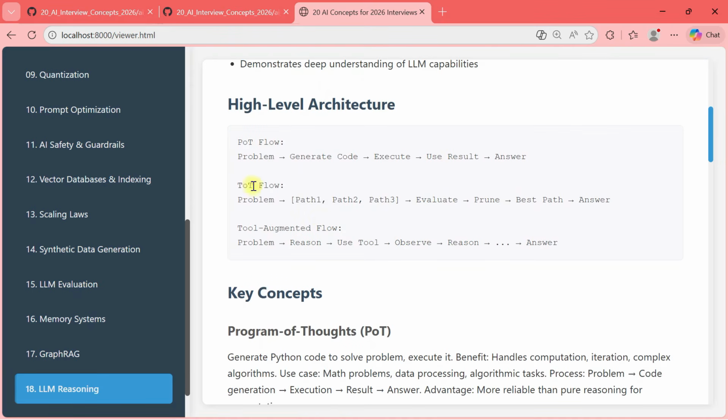Remember this. Tree of thought means to solve your problem, the LLM will generate multiple trees and multiple paths. So path 1 is this, path 2 is this, path 3 is this, and then it will evaluate which path to take, which tree to prune, and then it will take the best path and give you the answer. This is called tree of thought. And tool augmented flow is problem, reason, use tool. So an advance of this will be agentic AI and multi-tool AI systems. But this approach of thinking is called tool augmented flow.